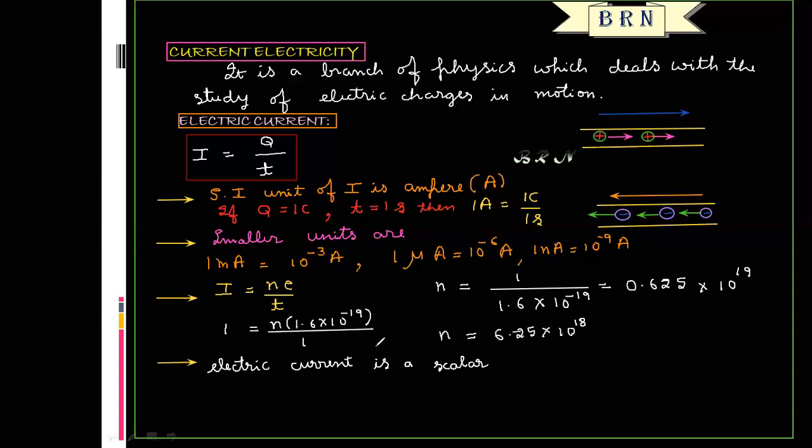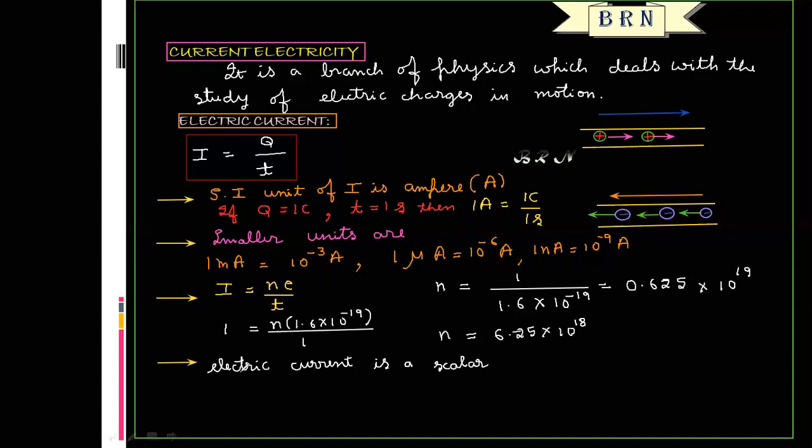Okay, why is electric current a scalar? Because it does not obey vector laws, and the laws of simple algebra can be used to find the net electric current. That is why electric current is not a vector. Electric current has both magnitude and direction, but it is not a vector. It is a scalar because it does not obey the vector laws. Vector laws means the triangle law of vector addition, the polygon law of vector addition, and the parallelogram law of vector addition. Electric current does not obey those laws, only the laws of simple algebra.